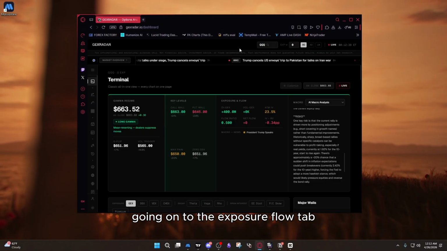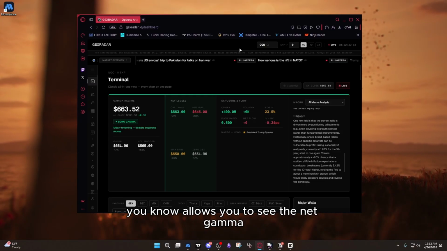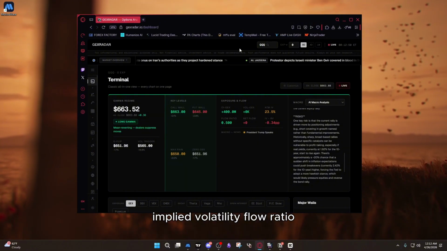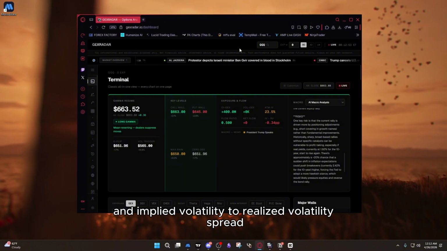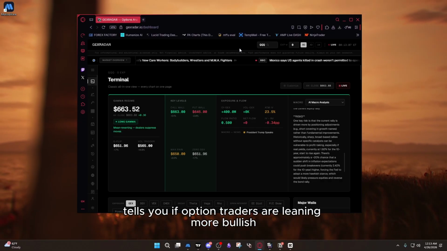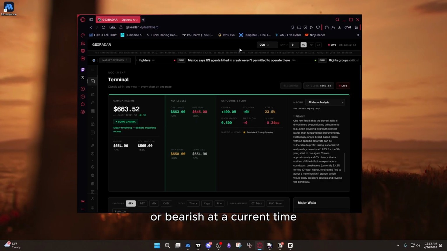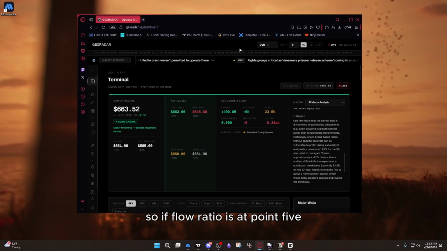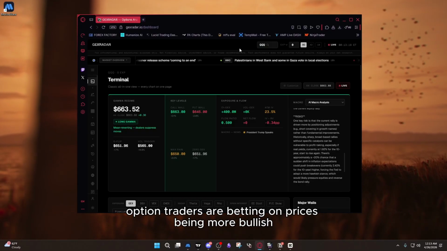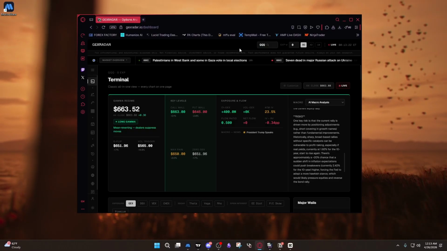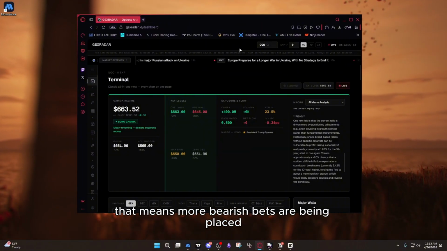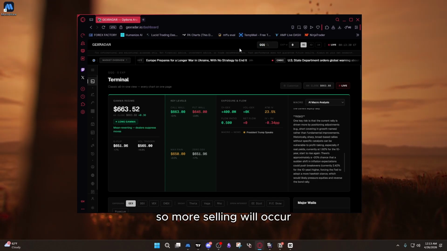Going on to the exposure and flow tab, it allows you to see the net gamma, overall gamma, at the money implied volatility, flow ratio, net flow, and implied volatility to realized volatility spread. The flow ratio tells you if option traders are leaning more bullish or bearish at a current time. So if flow ratio is at 0.5, they're equally balanced. If they're above 0.5, option traders are betting on prices being more bullish, meaning more buying will begin to happen. If we are below 0.5, that means more bearish bets are being placed, so more selling will occur.